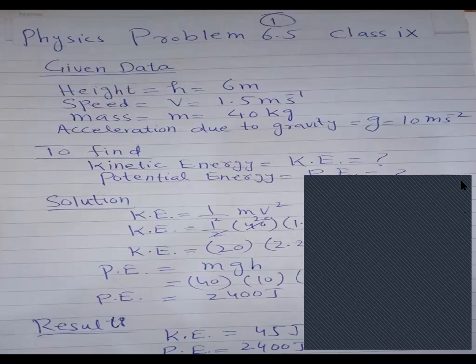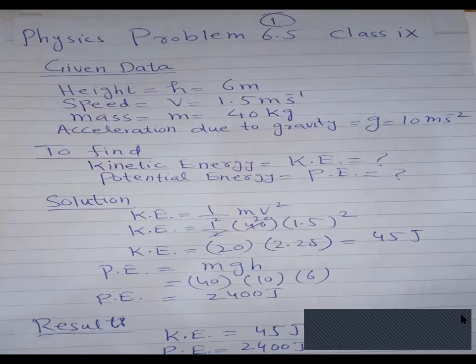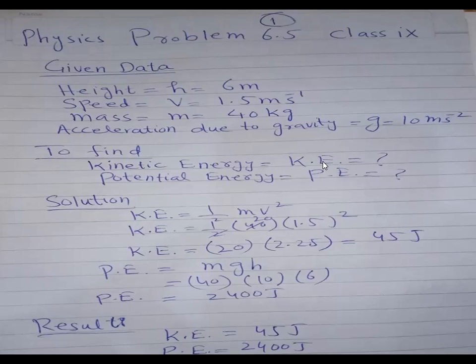So, we need to find out the kinetic energy and the potential energy in this numerical. Kinetic energy is denoted with KE, and potential energy PE, which we need to find out. You know the formula for kinetic energy is half mv square. I have already discussed this in numericals 6.1 till 6.4. When we find kinetic energy, I use this formula, half mv square.